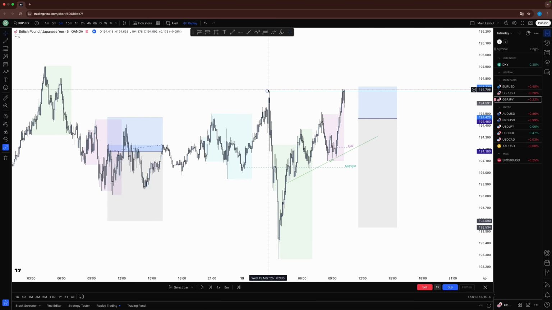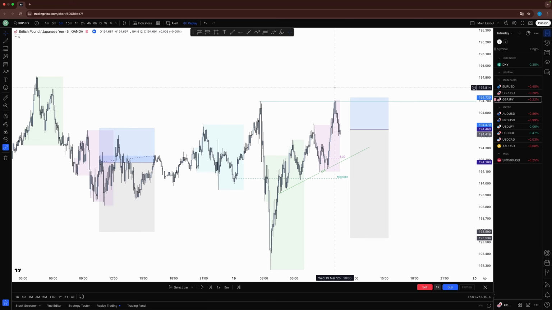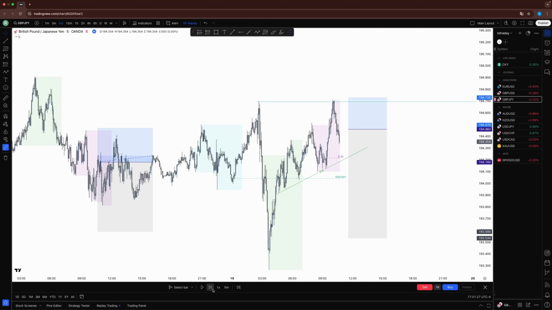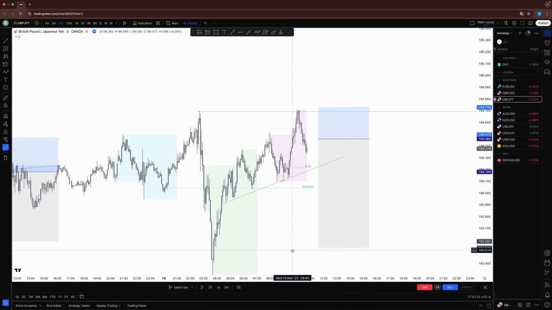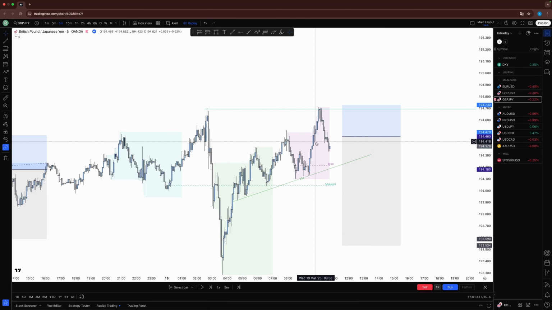So here we get the sweep of this high, okay? And then what happens is interesting. We sell off with aggression. The catch here was that normally we want to see a break of structure, but we didn't get that here because the structural low is just so low. It's just one bull push here.